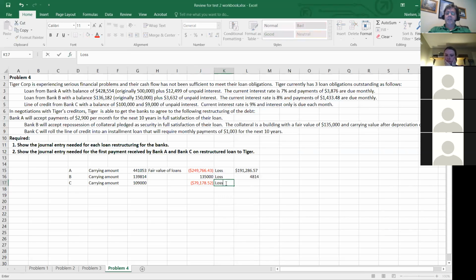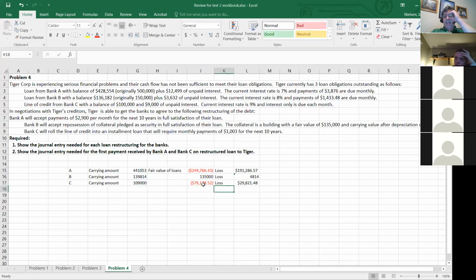So your loss, you're never going to have a gain, right? The bank is always going to lose when it's impaired. But if we were looking for the journal entries for Tiger Corp instead of the bank, then we would have done the gains. Yes, there could be a gain on the side of the borrower.